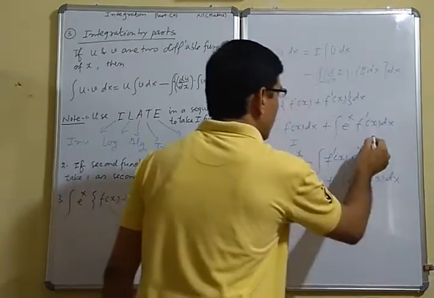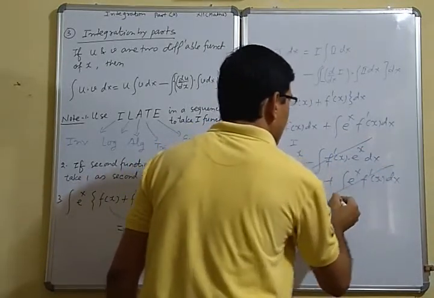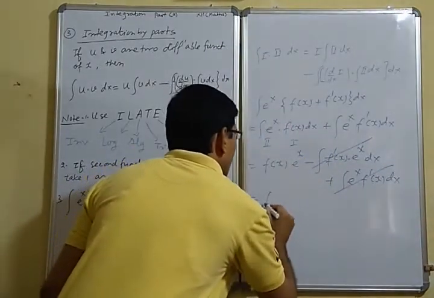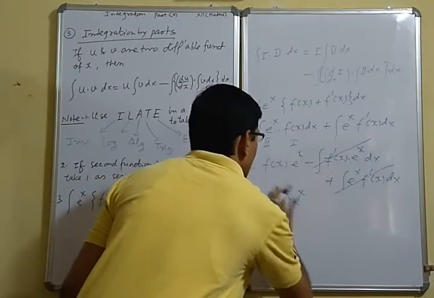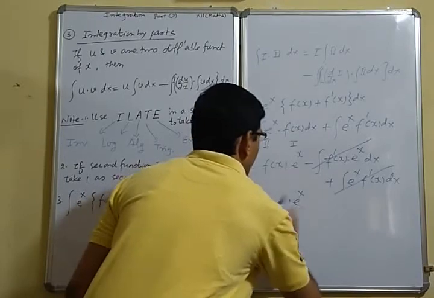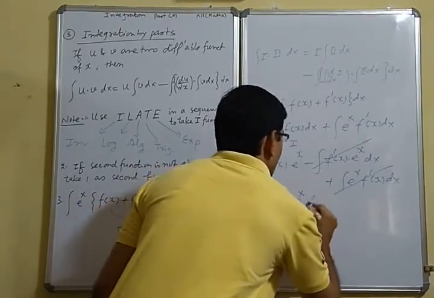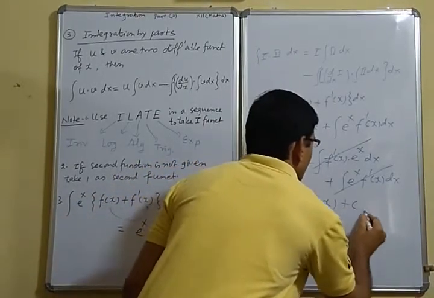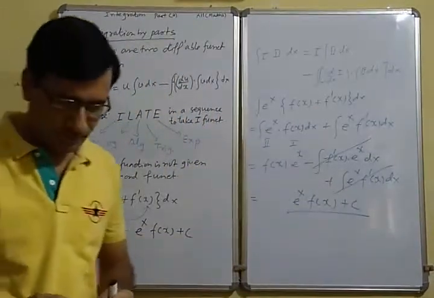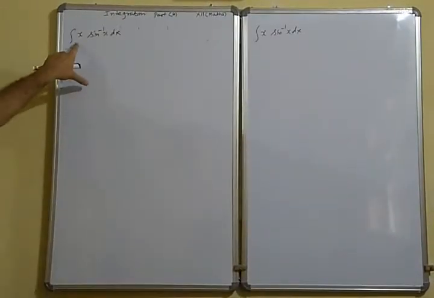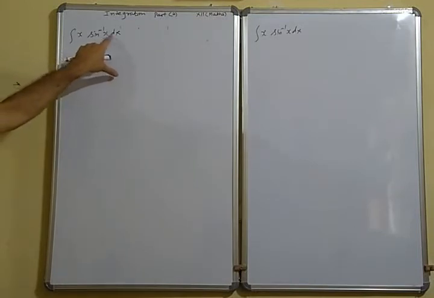What you will see is that these two terms cancel out. So we'll get f(x) e^x plus c. So we can use this method directly. Now let us see some examples. Integration of x sin inverse x dx, and let us see how to calculate it.